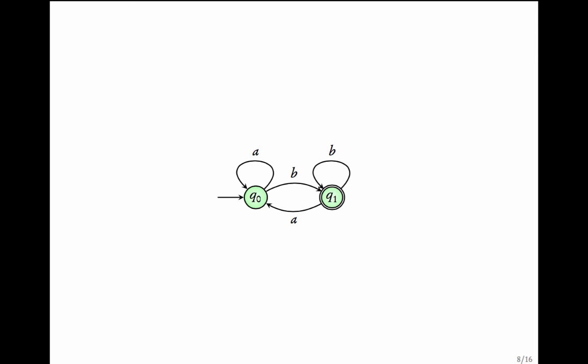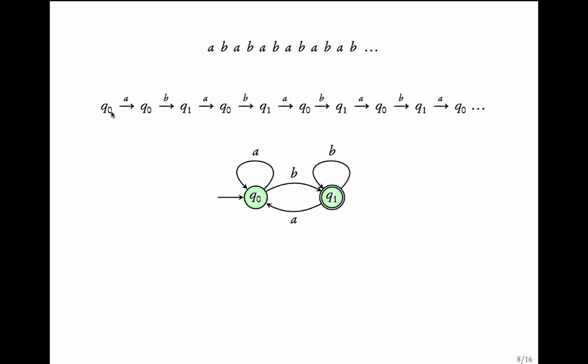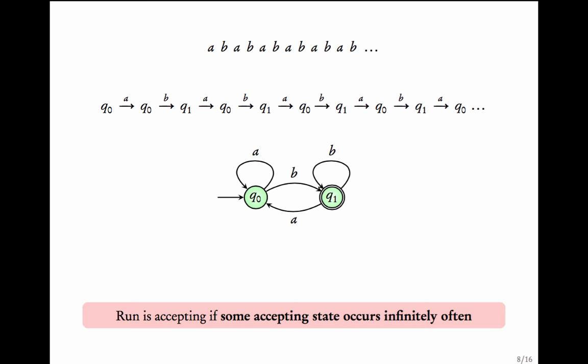This is the same automaton. Look at this word AB, AB, AB, AB, AB and so on. Let us now run the automaton on this word. You start at Q0. On an A, the automaton stays at Q0. On a B, it goes to Q1. On an A, comes back to Q0, goes to Q1, Q0, Q1, Q0, Q1 and so on. Recall that a run is accepting if some accepting state occurs infinitely often. And in this run, Q1 occurs infinitely often. So this run is accepting and hence the above word is accepted by this automaton. We are slowly trying to understand the language of this automaton.